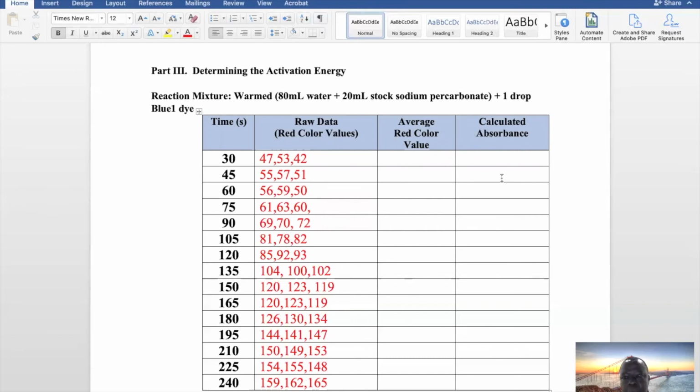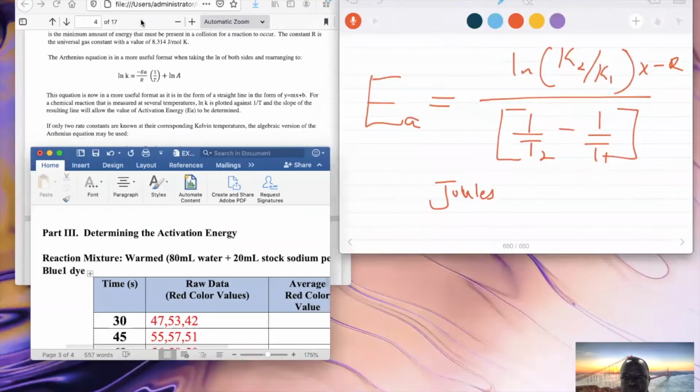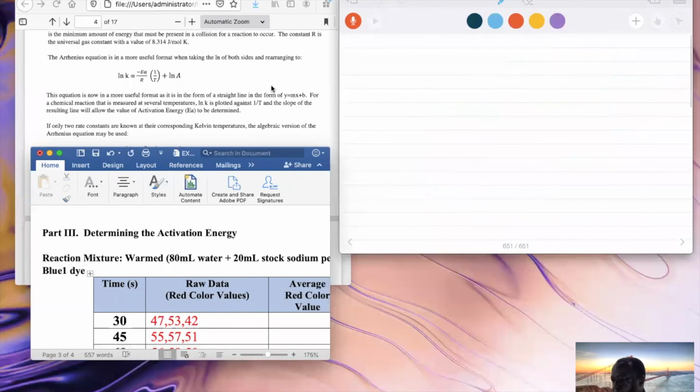You will calculate the absorbance. Remember the equation for absorbance? The equation for absorbance, A, is determined by, all right, maybe even abbreviate this as absorbance, APS, equals negative log of what?